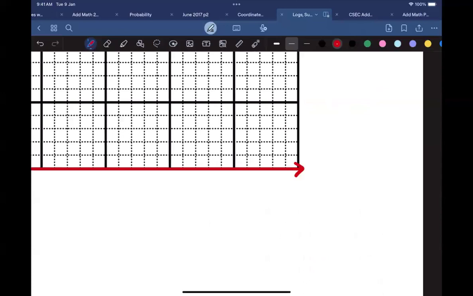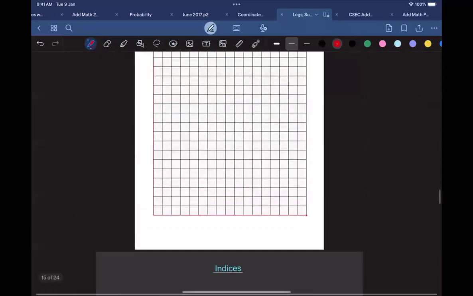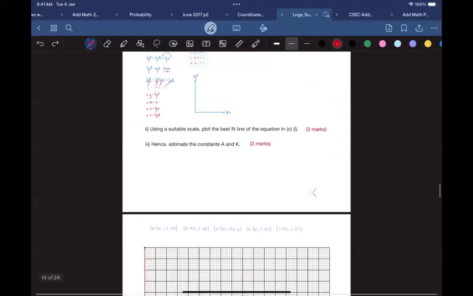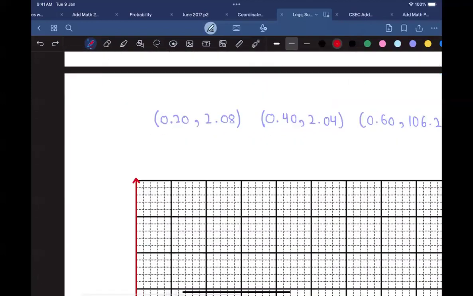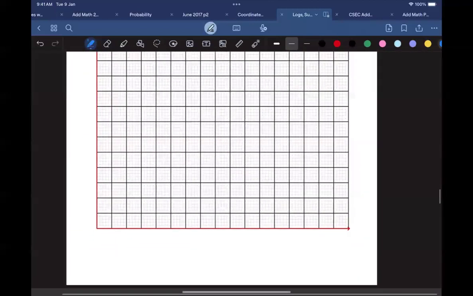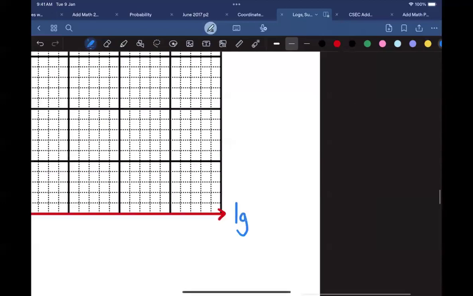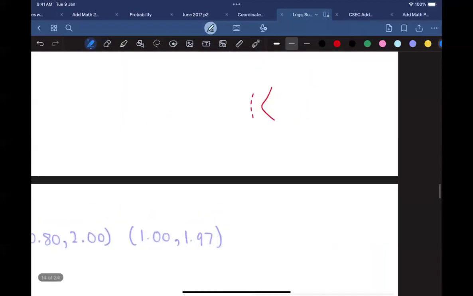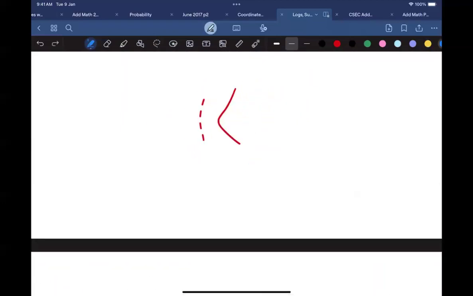All right, so what was going on in the y-axis, guys? The y-axis was log P. And what color was log P? Log P was in red. And the other one was log x. So we need to come up with a scale.